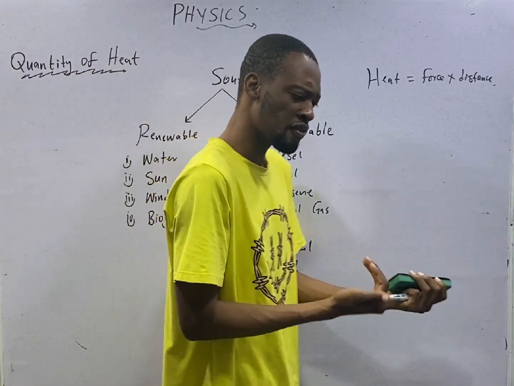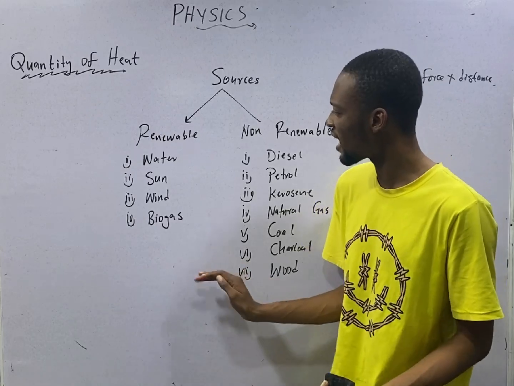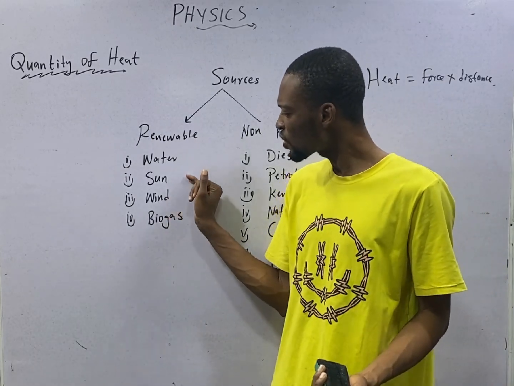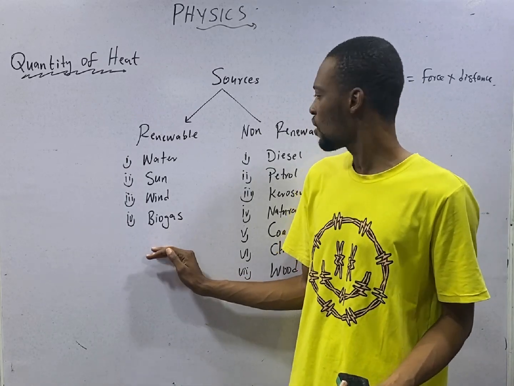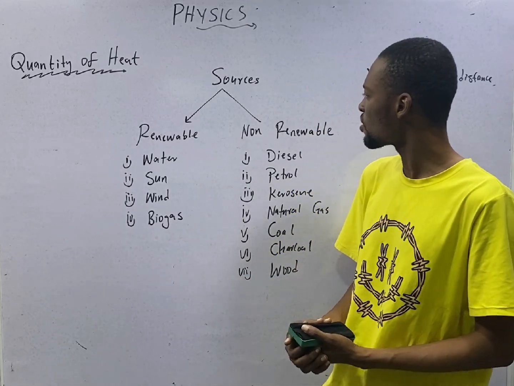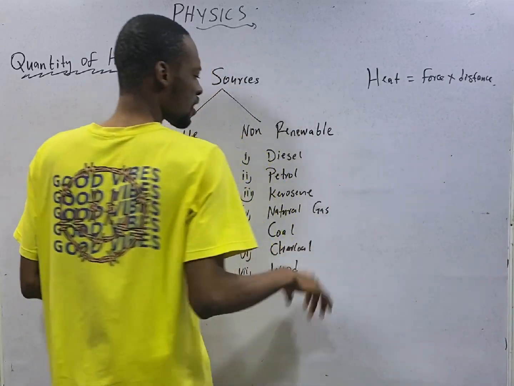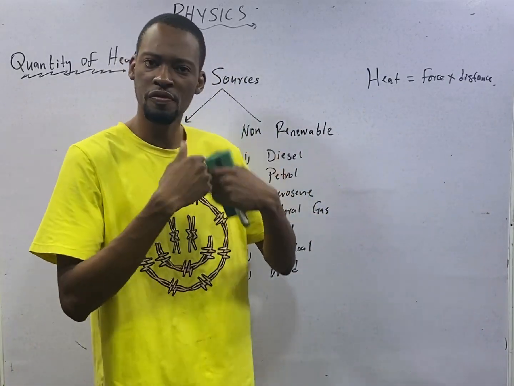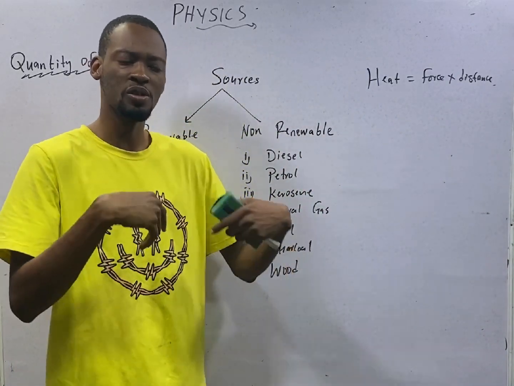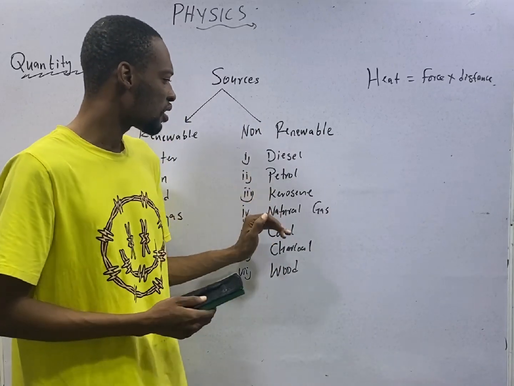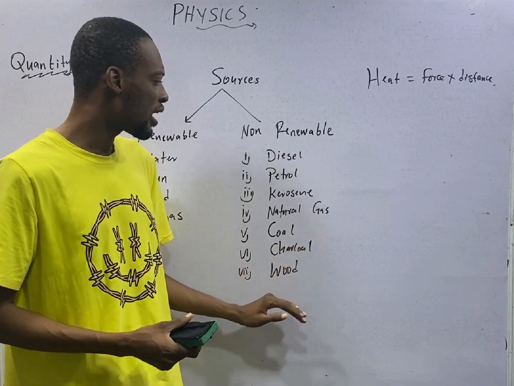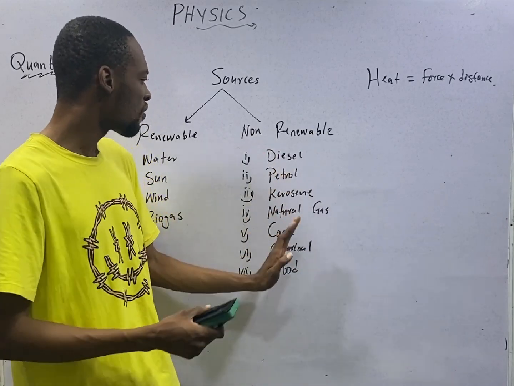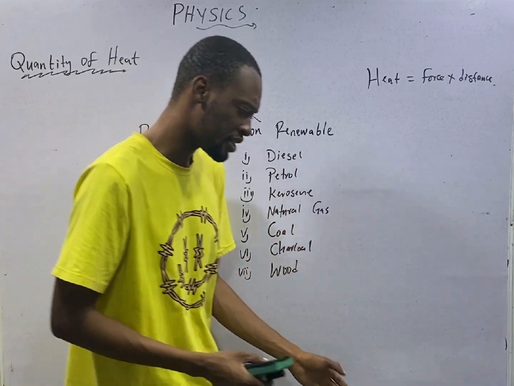The examples of renewable source of heat are water, sun, wind, and biogas. While the non-renewable sources of heat are diesel. Once you use diesel, it's gone. You buy another one, you use, it's gone. Petrol, kerosene, natural gas, coal, charcoal, and wood. All these are non-renewable sources of heat.